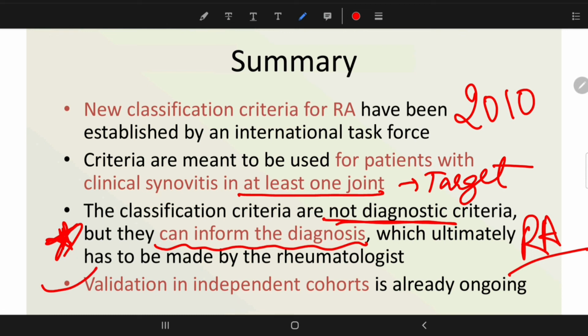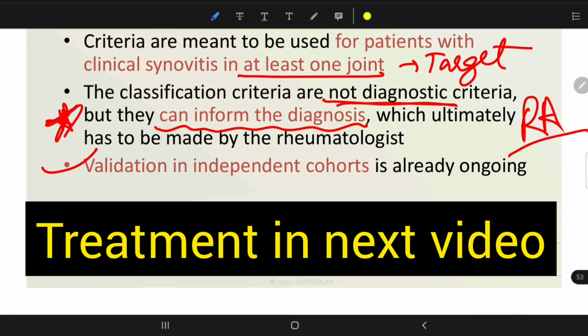Now some other studies are also going on. So this is all about it, and we will study the treatment part in the next video.